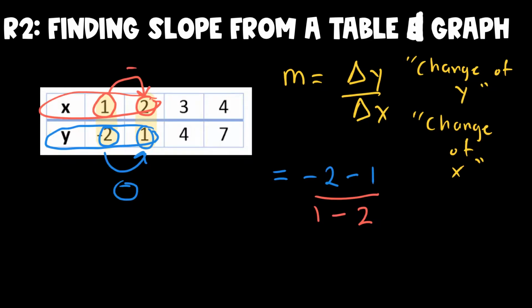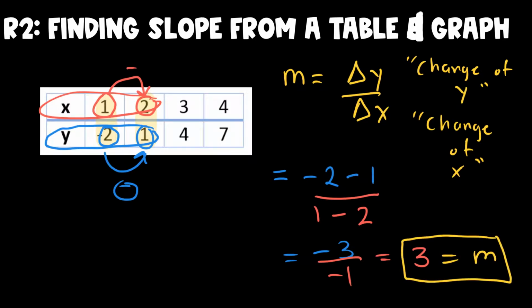So for my y's, -2 minus 1, well, that's -3. And then for my x's, 1 minus 2 will be -1. Once you reach this point, always ask yourself, can I simplify? Well, -3 divided by -1 is a +3. So my m will be equal to +3, and that'll be my answer.